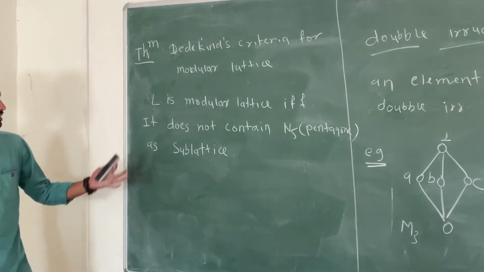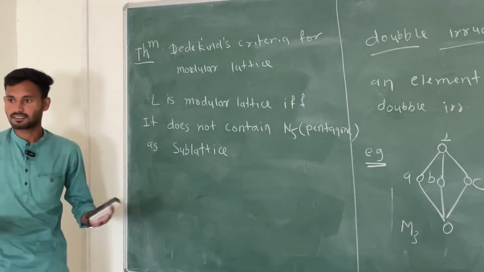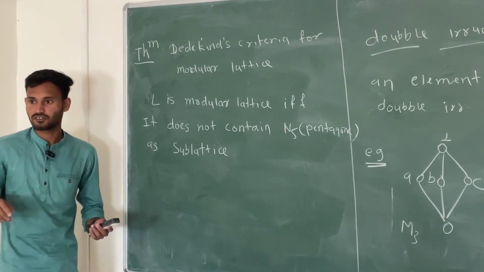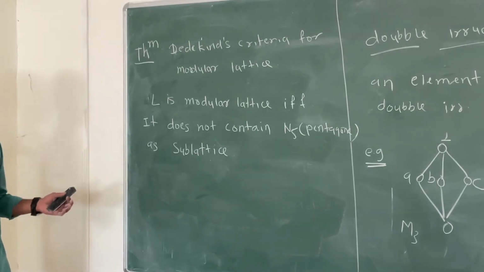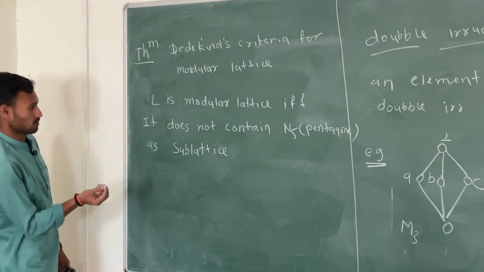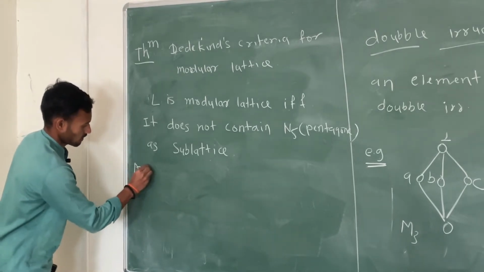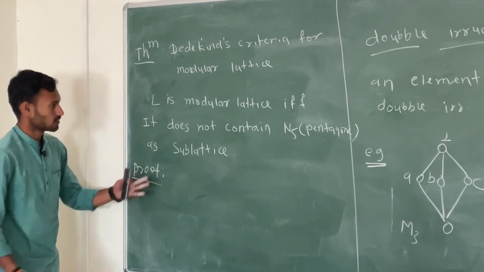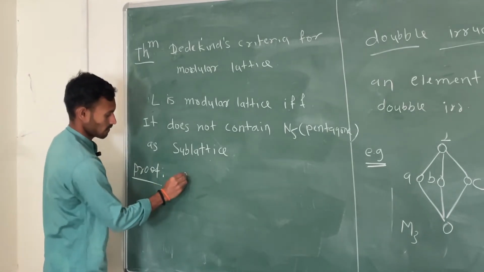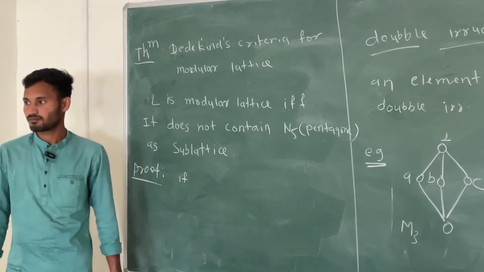This proof is constructed using the contradiction method. Firstly we prove that, is M3 modular from this statement?